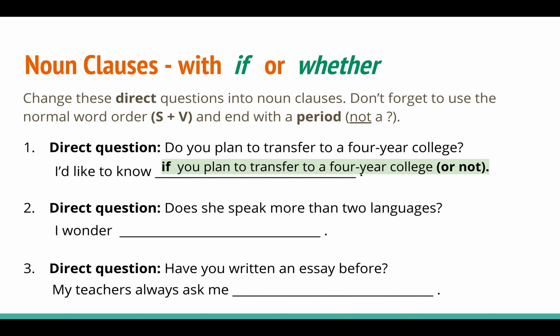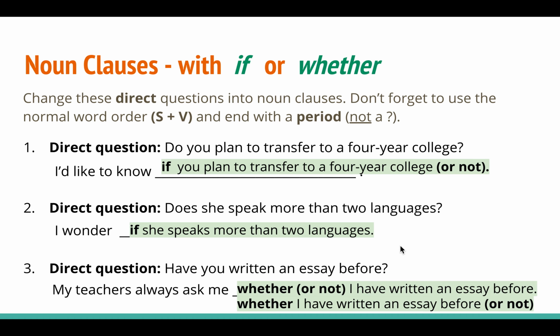Okay, example answers, here we go. I wonder if she speaks more than 2 languages. Notice that here I used if. You could also use whether, right? If you did that, that's fine. But here I chose not to add or not at the end. Or not is really just an emphasis. If it sounds right or wrong to you, that's fine.